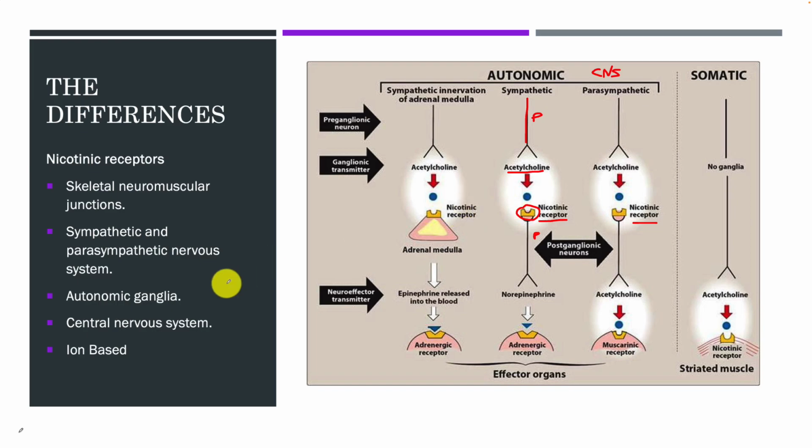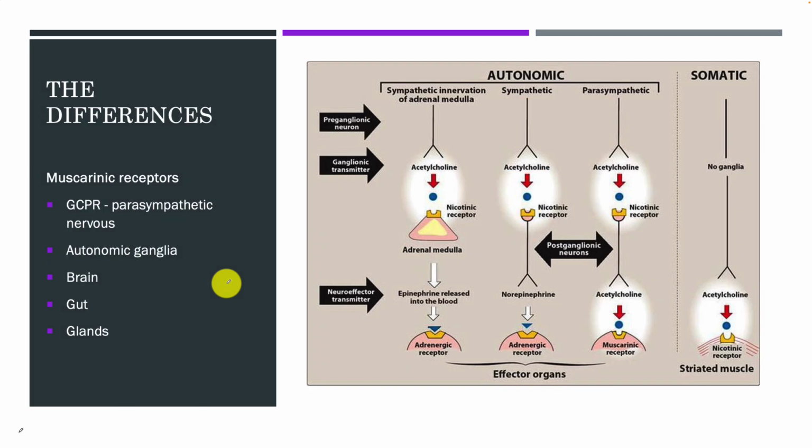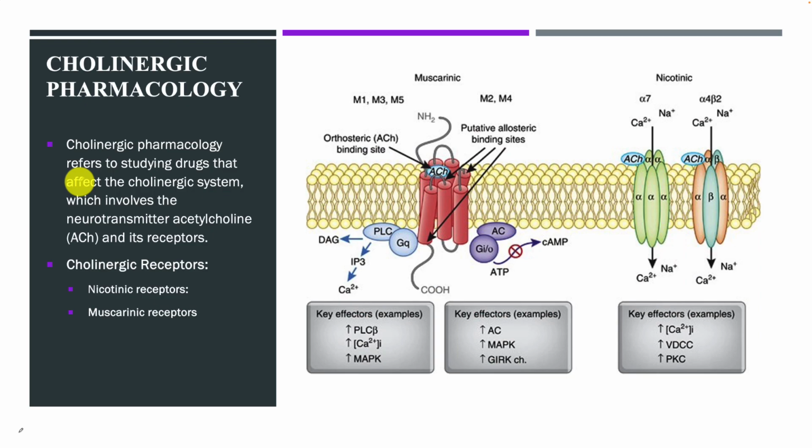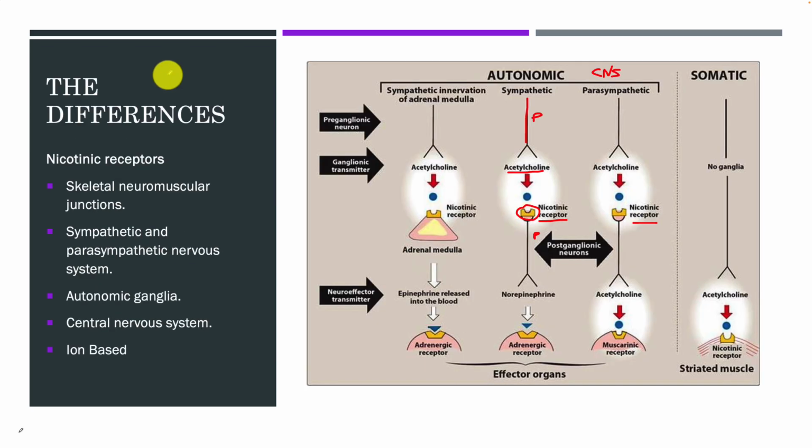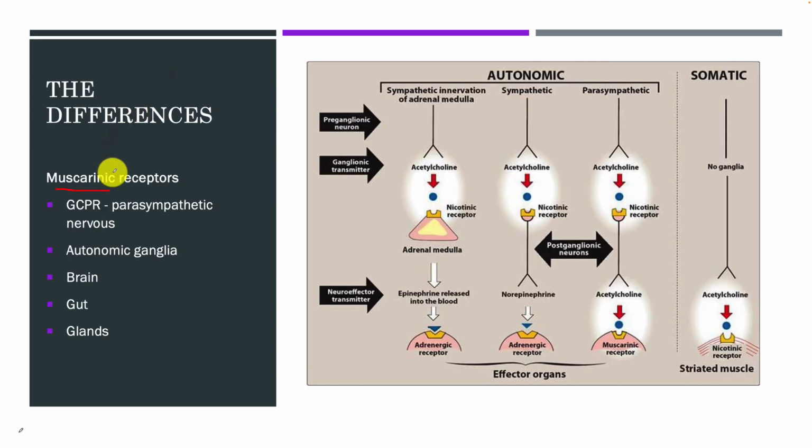Now, when we move into the G-coupled protein receptors or the muscarinic receptors, let me go back just to kind of show you. These are also cholinergic receptors, right? So there's lots of words here, right? When we see these receptors, these are primarily found in the parasympathetic nervous system. So if we look over here, here's parasympathetic. Here we see nicotinic, but down here we see muscarinic, right? So the parasympathetic nervous system is occupied with a lot of those G-coupled protein receptors.